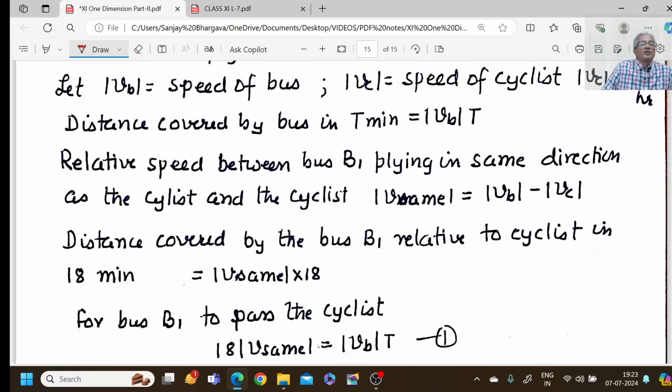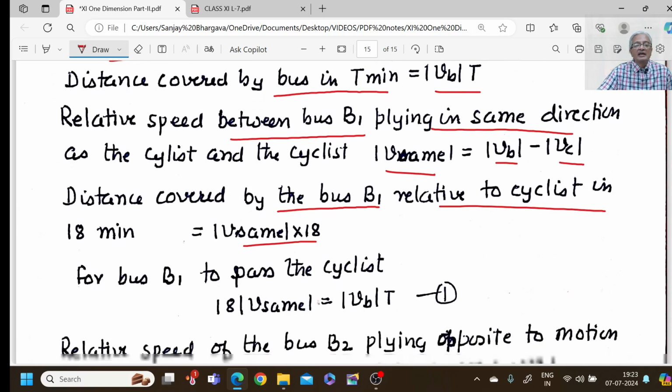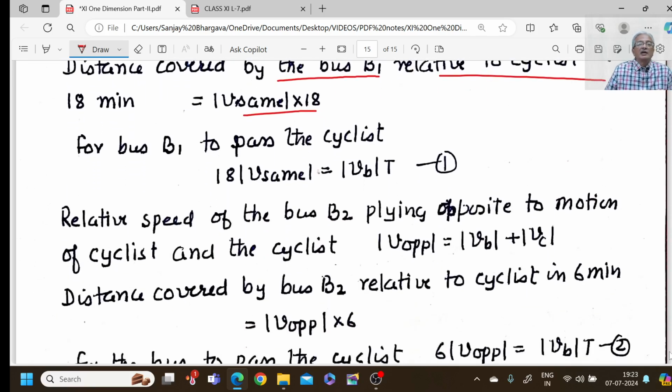So let us see. The speed of the bus we represent by VB, the speed of the cyclist VC, and VC is given as 20 km per hour. Distance covered by the bus in T minutes is VB into T. Relative speed of bus B1 plying in the same direction, V same, would be VB minus VC. Distance covered by bus B1 relative to the cyclist in 18 minutes is V same into 18. For the bus B1 to pass the cyclist, 18 into V same is equal to VB into T, and we call it equation number 1.